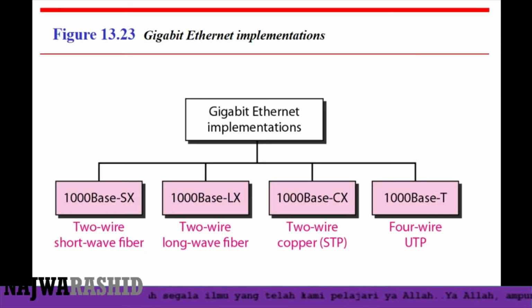For the implementation of this Gigabit Ethernet, we have 1000Base-SX, 1000Base-LX, 1000Base-CX, and 1000Base-T. SX refers to the two-wire short wave fiber. LX is two-wire long wave fiber. CX is two-wire copper STP, shielded twisted pair. And T here refers to the four-wire unshielded twisted cable.